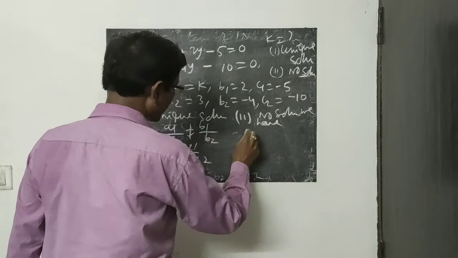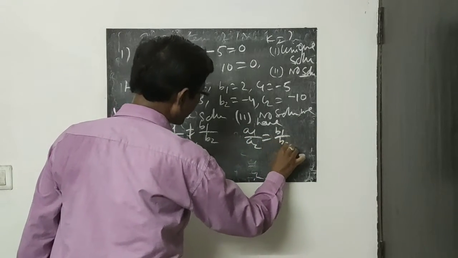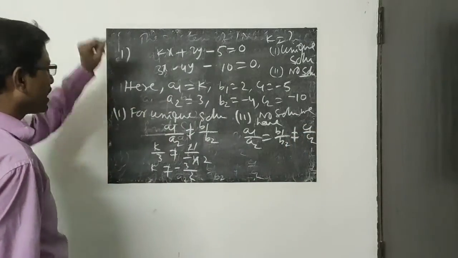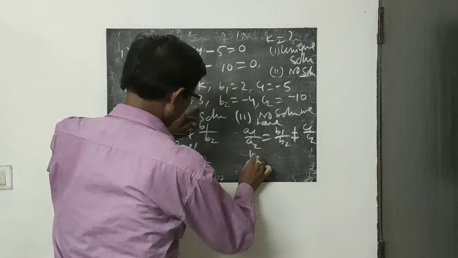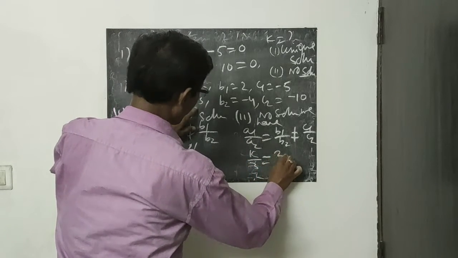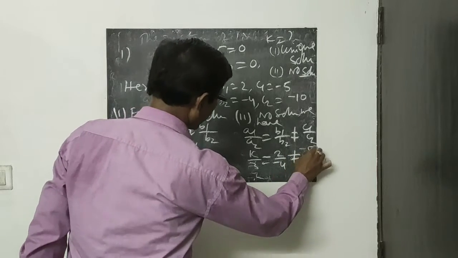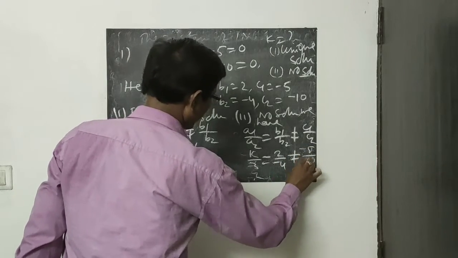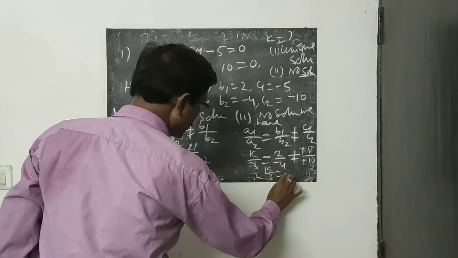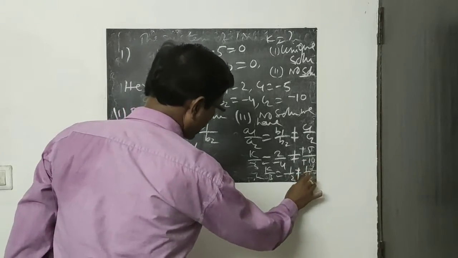For no solution, what will be the condition? A1 by A2 equal to B1 by B2, that is not equal to C1 by C2. So here k by 3 is equal to 2 by minus 4, that is not equal to minus 5 by minus 10. Minus minus cancels, so k by 3 is equal to minus 1 by 2, not equal to 1 by 2.